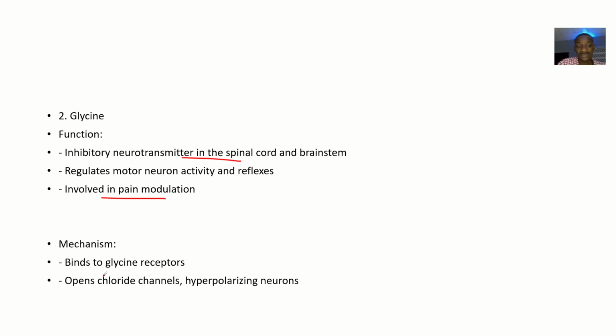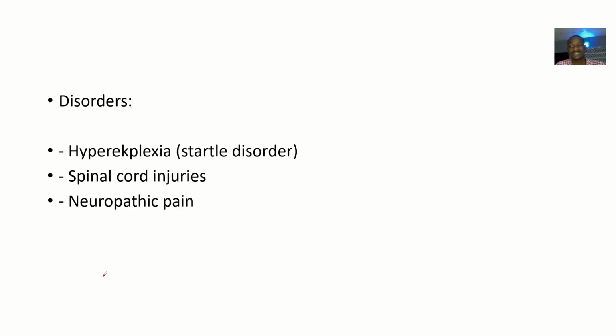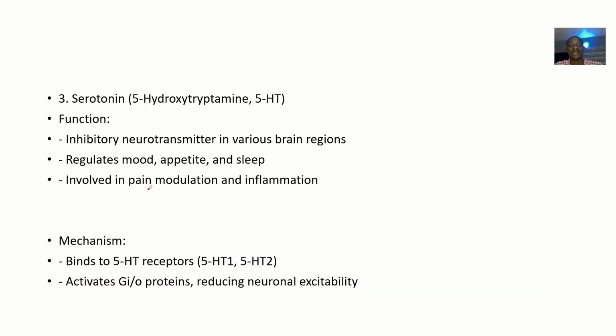So what is the mechanism? It binds to glycine receptors, they open chloride channels, then hyperpolarize neurons. Okay, the difference is just the type of receptors they bind to, but their action is the same. All right, so what are the disorders involved when glycine is not there to inhibit some processes? Right, so hyperekplexia, that's a startle disorder. Any small thing, you are frightened. Do you understand? Spinal cord injuries, neuropathic pain, right? All of that can be disorders, right?